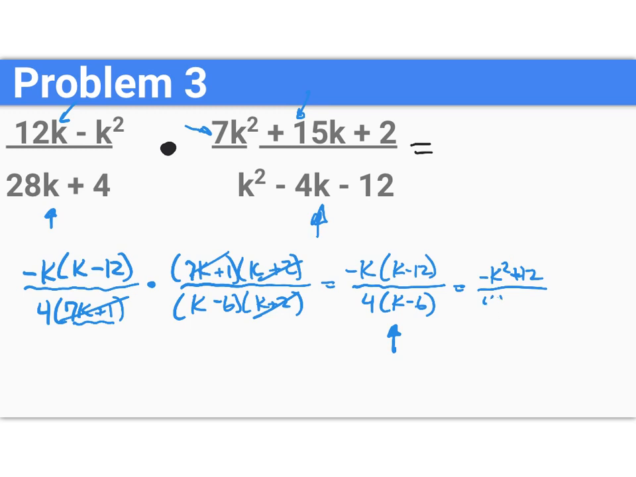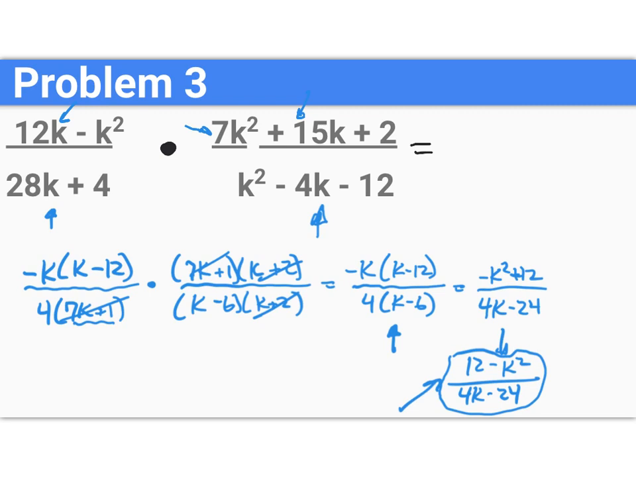Sorry for my handwriting here. Let's rewrite it. 4K minus 24. And if I rewrite this, 12 minus K squared all over 4K minus 24. This is the most incorrect form because when you write polynomials or rational expressions or anything of the sort, you always want your letters to go first. So that last one is not in standard form. But I'm just showing you can always move things around.